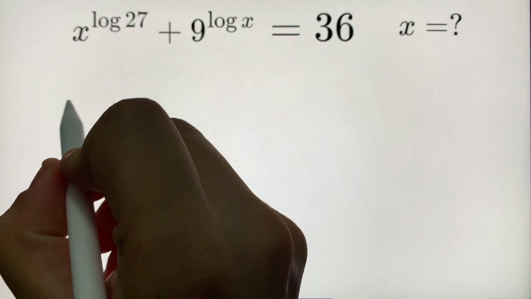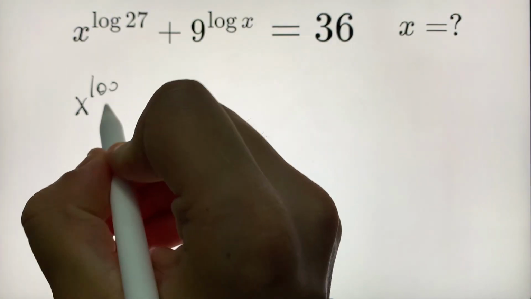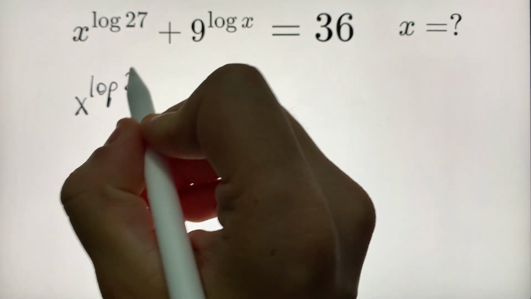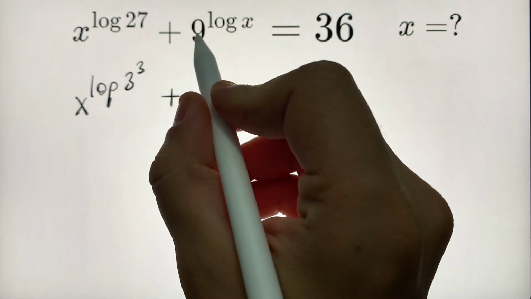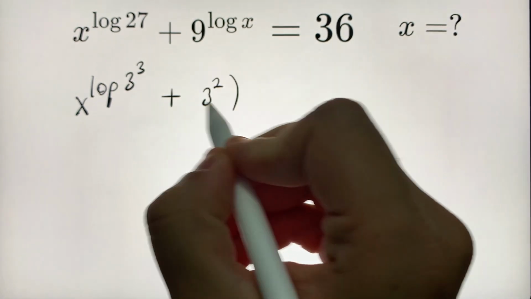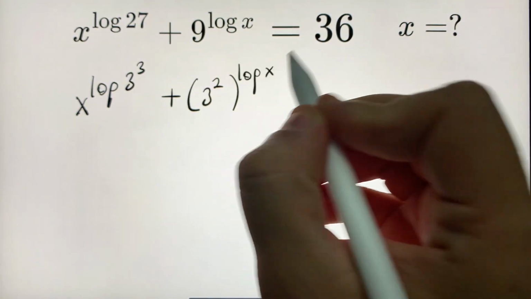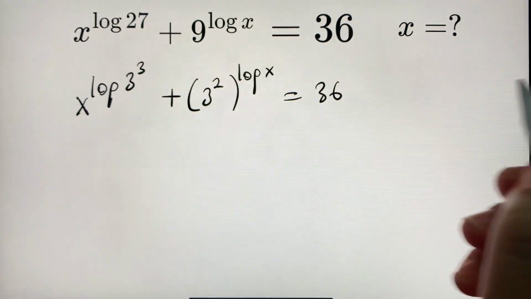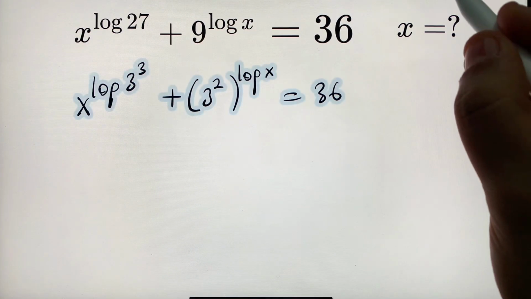Now, in the logarithm base x, the number 27 is the third power of 3. Plus, 9 is 3 squared, in the logarithm. I can write this equal to 36.